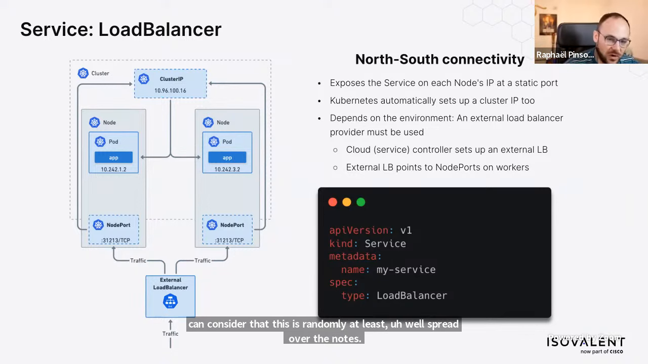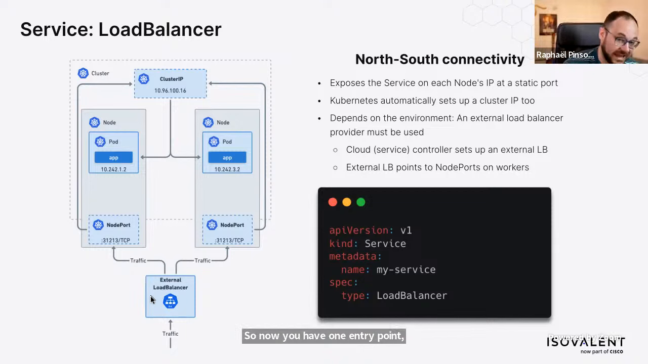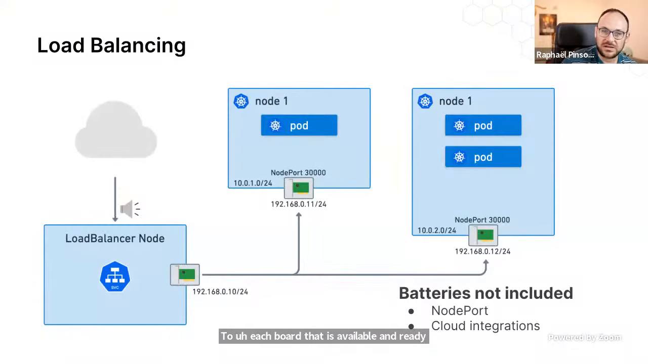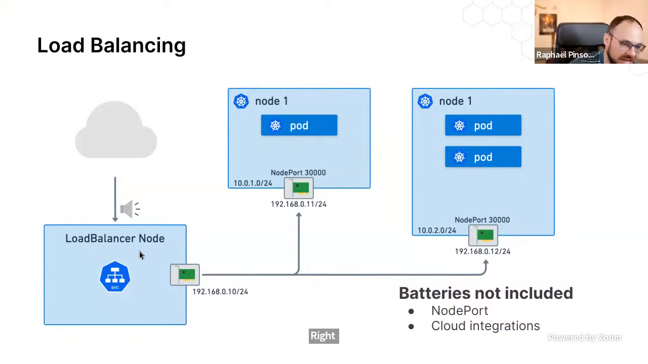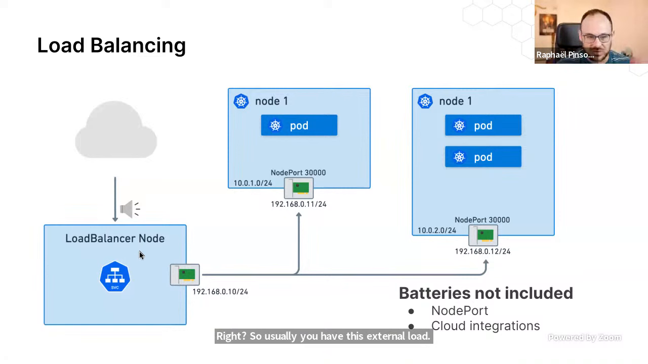So now you have one entry point, usually a public external load balancer, that will send the traffic to every node in the cluster, and it gets routed to the cluster IP, which internally will route to each pod that is available and ready. Right, so usually you have this external load balancer. It could be an ELB, for example, in AWS. It could be some kind of layer 4 load balancer that sends the traffic to the node port on every node. This is the most common option.